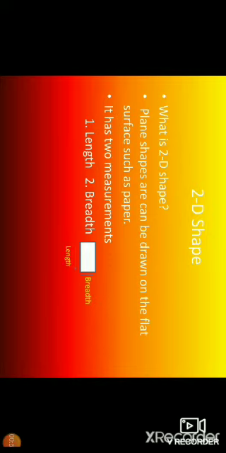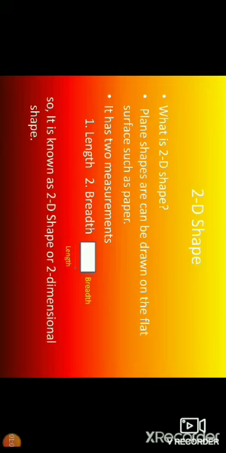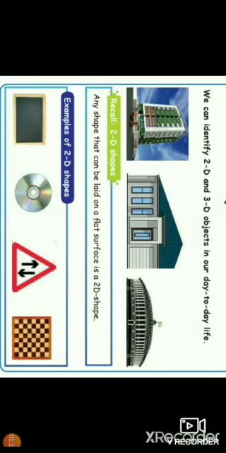So I'm drawing a rectangle here. The bottom side is measured as the length. The side is measured as the breadth. So it is known as a 2D shape, because it has two measurements. That's why it is called 2D shapes, and another name you can say is two-dimensional shapes. Let me move on to the next slide.